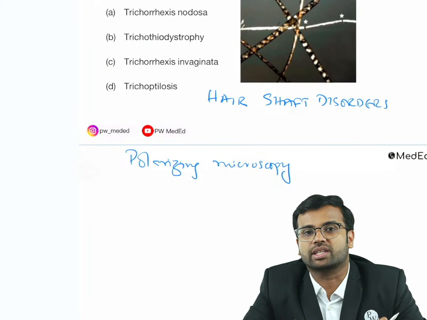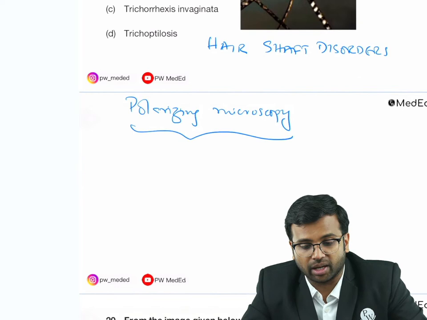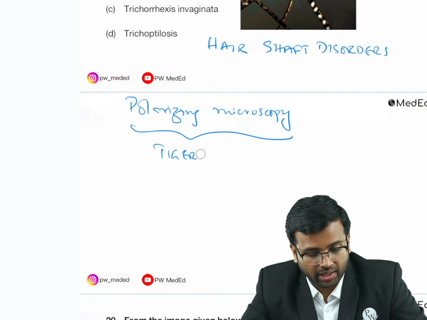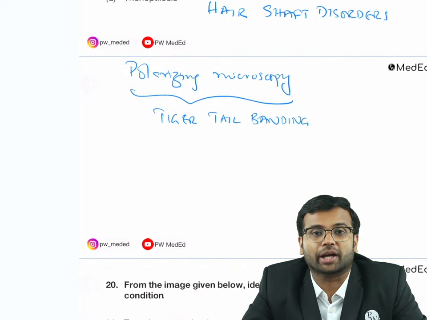there is a typical finding. What does this hair resemble? So this hair here resembles a tiger tail banding. So this resembles a tiger tail banding. So this tiger tail banding is seen in trichothiodystrophy.